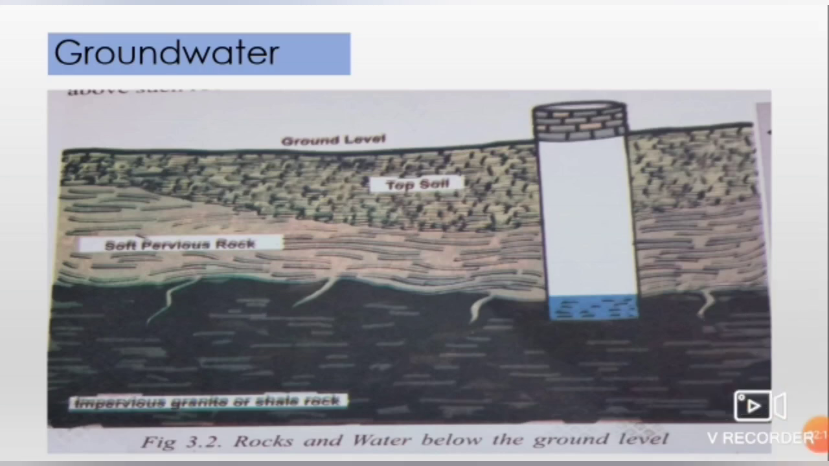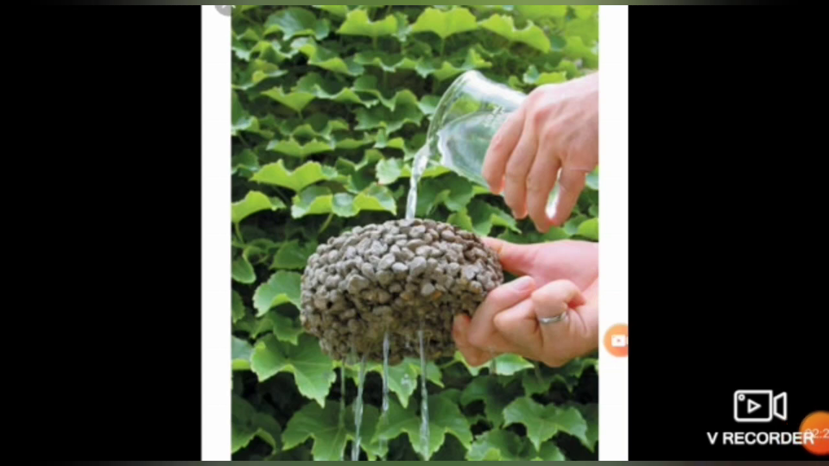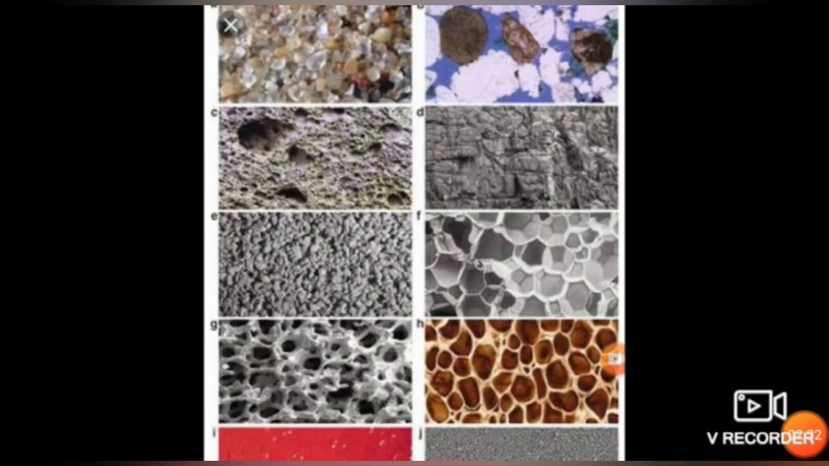are called pervious rocks. Pervious rocks are nothing but rocks which allow water to move through them. Some examples of pervious rocks are sand, soil, pebbles, grasslands, etc.